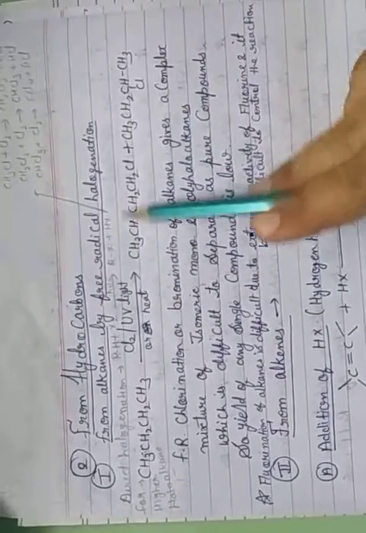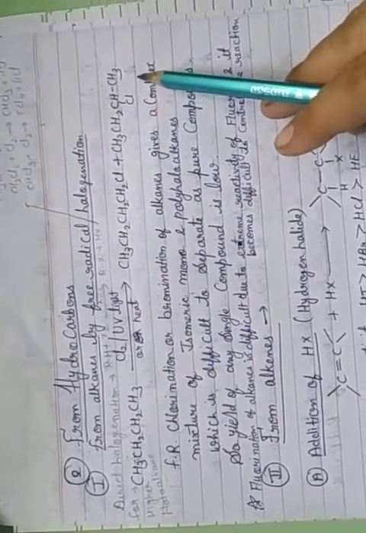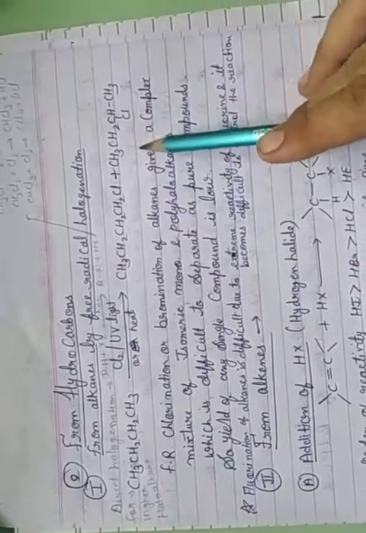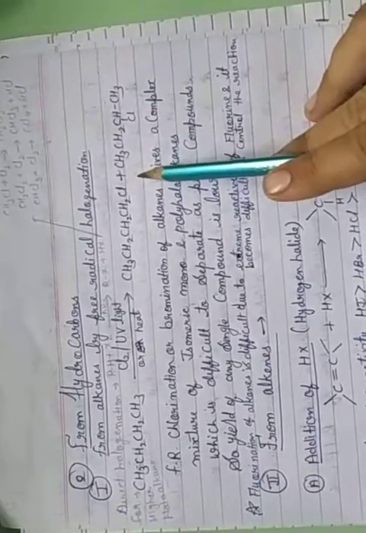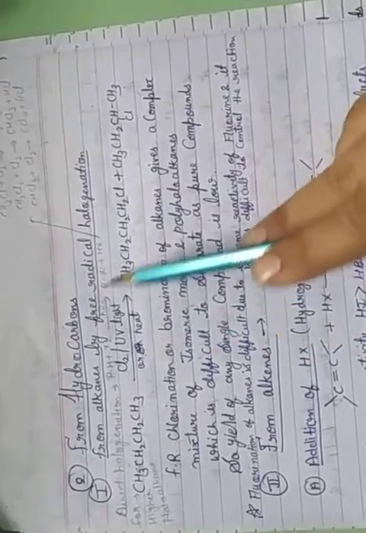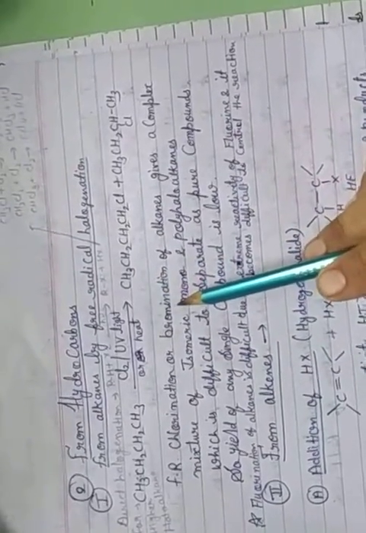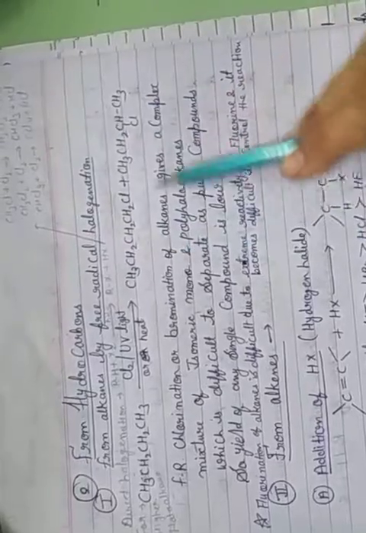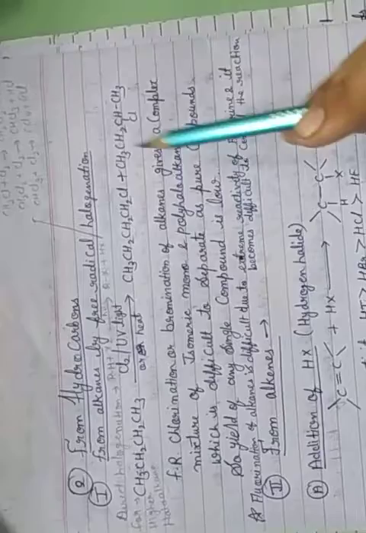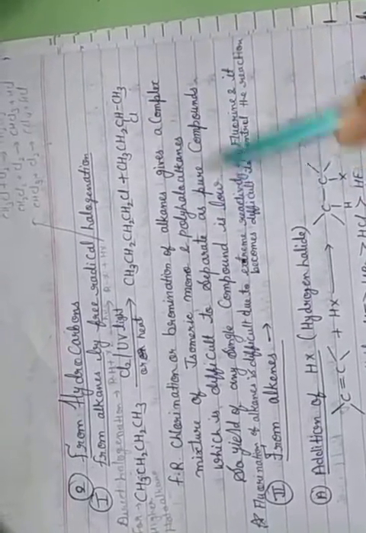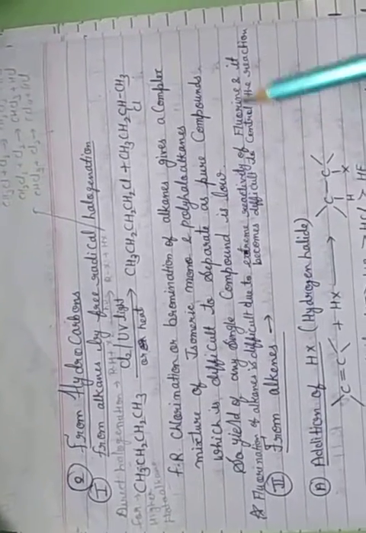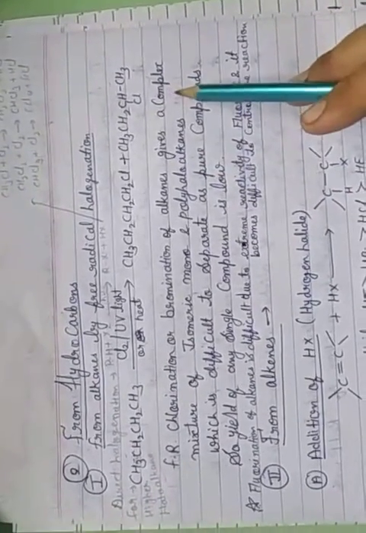So one time a 1 degree haloalkane forms and another time a 2 degree haloalkane. That means this gives a complex mixture of isomeric chains. This is the 1 degree and this is the 2 degree. So this is chlorination, otherwise bromination. Halogenation of alkanes gives a complex mixture of isomeric mono and poly haloalkanes, which is difficult to separate as pure compounds, so the yield of any single compound is low.